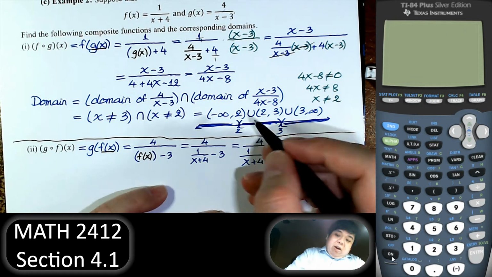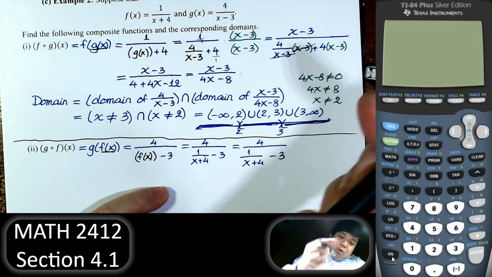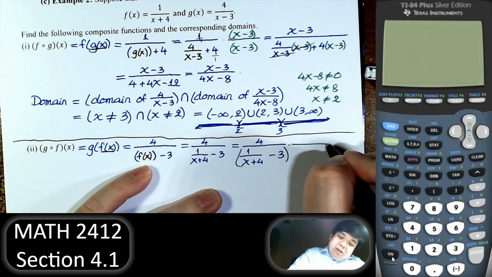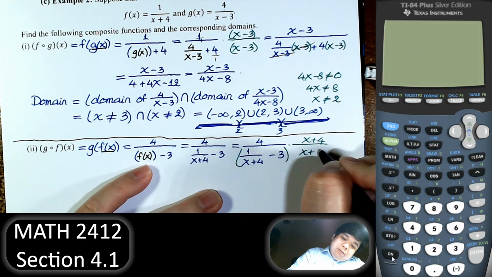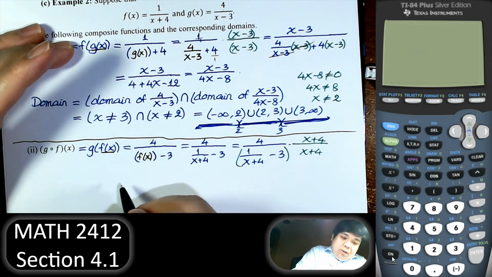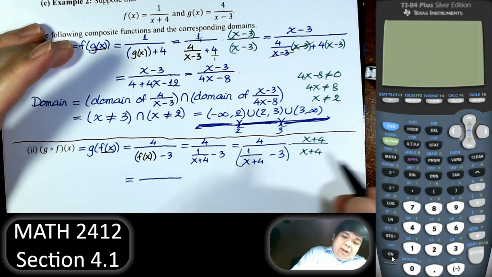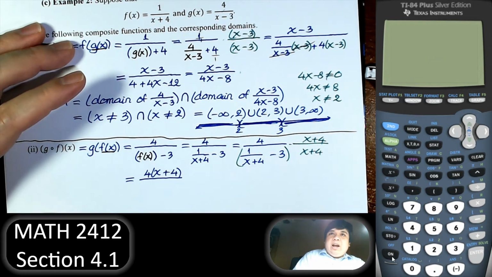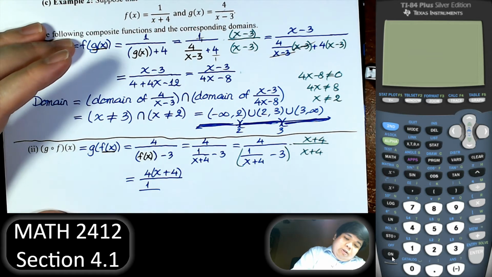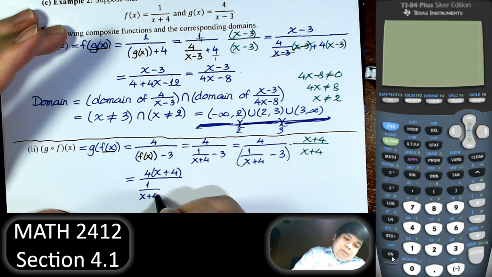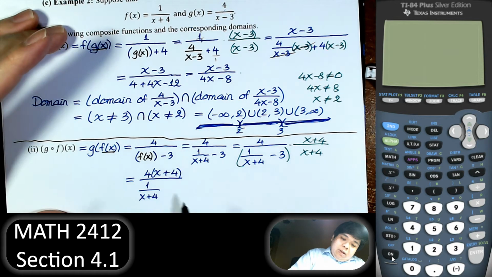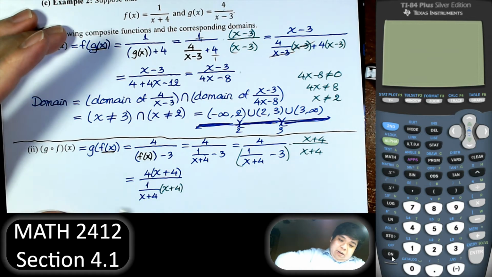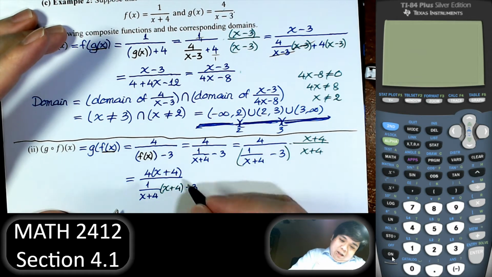Now, to simplify this complex fraction, I'll multiply top and bottom by the denominator. The only denominator we have here is x plus 4. So do that, I will have 4 times x plus 4 on the top. You can just leave it like that. At the bottom, 1 over x plus 4 times x plus 4 minus 3 times x plus 4.